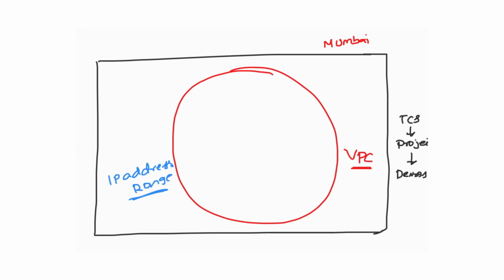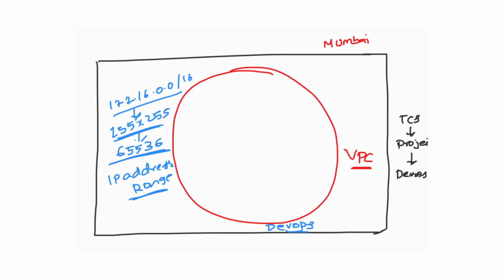Whenever a DevOps engineer creates a VPC, AWS asks what the IP address range is. So if you say, for example, the IP address range is 172.16.0.0/16, that means AWS will allocate 255 into 255. Don't worry about this calculation, you will understand this in future. For now, understand that AWS will give you 65536 IP addresses. So how do you define the size of a VPC? You can define the size of a VPC using the IP address ranges.